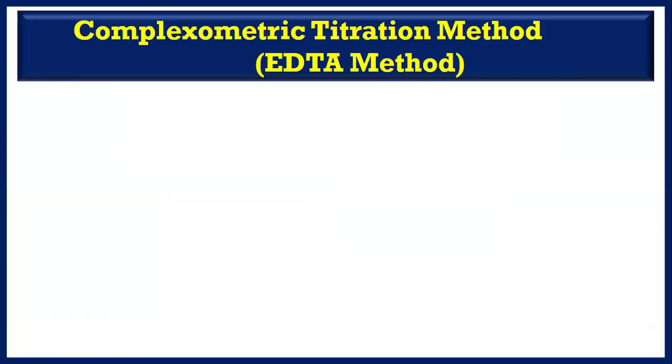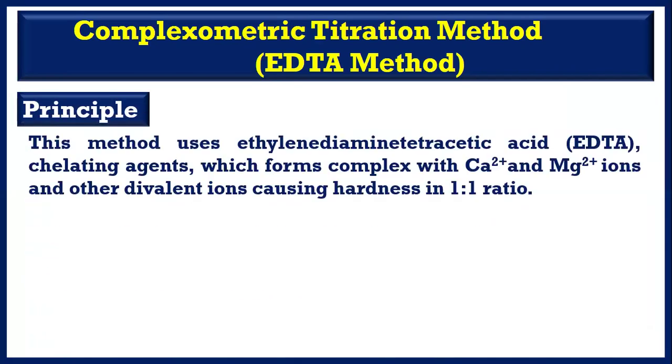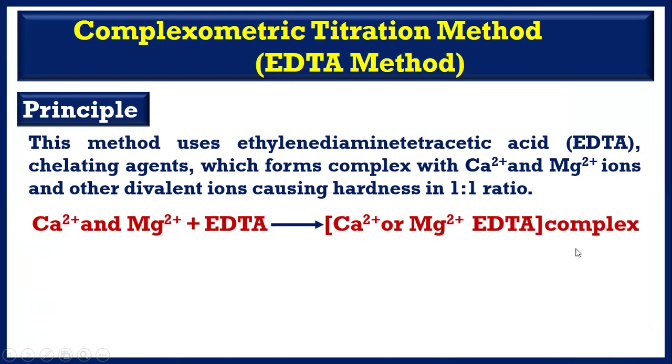So let us begin with the complexometric titration method, which is also known as the EDTA method. The principle of the EDTA titration method: basically, this method uses ethylene diamine tetraacetic acid, known as EDTA, as a chelating agent. This EDTA forms a complex with calcium and magnesium ions and other divalent ions causing hardness in a 1:1 ratio.